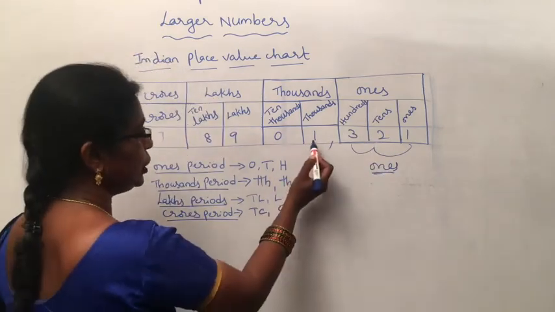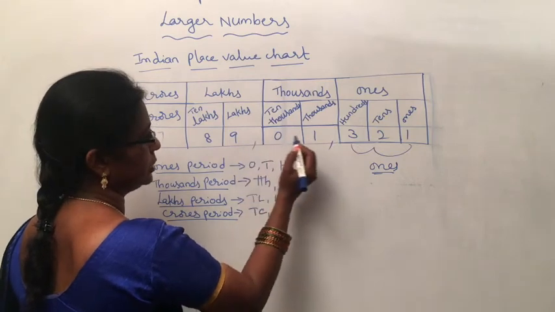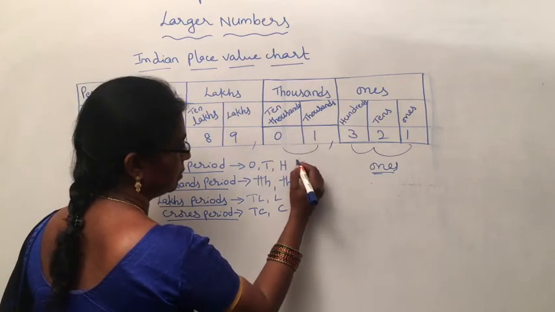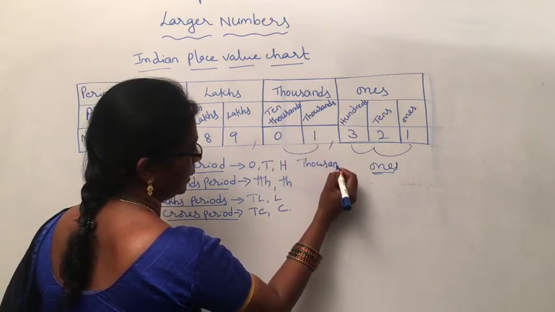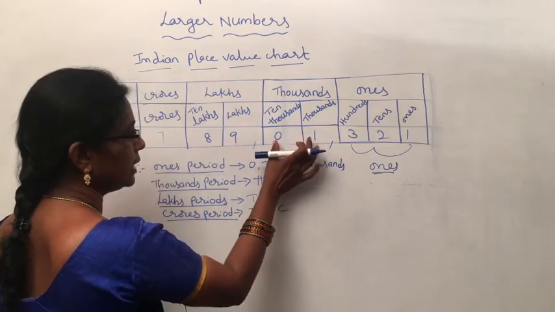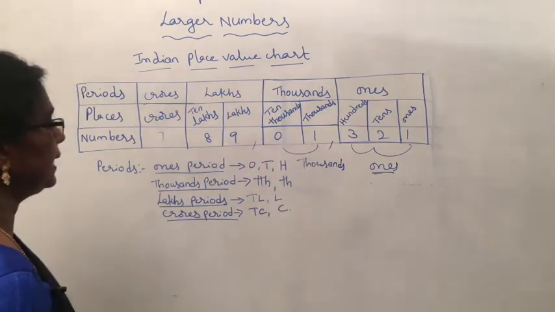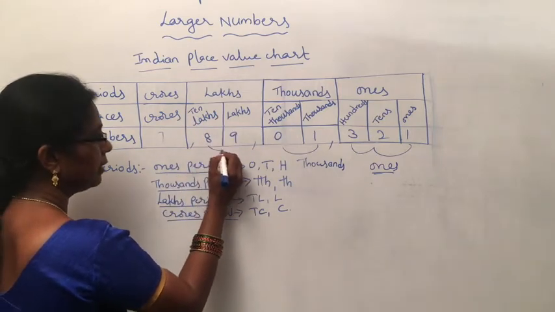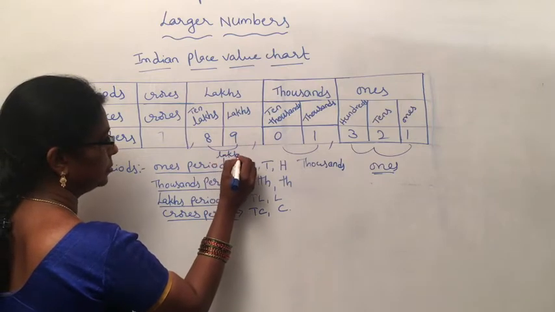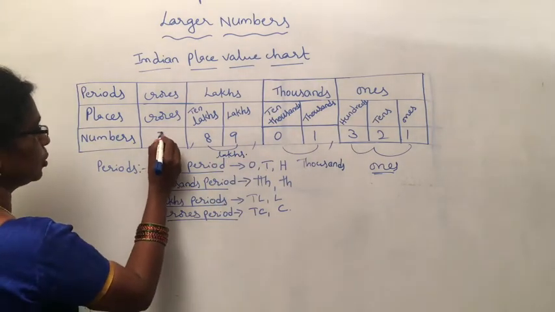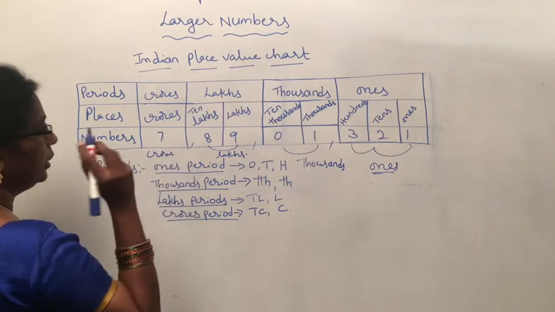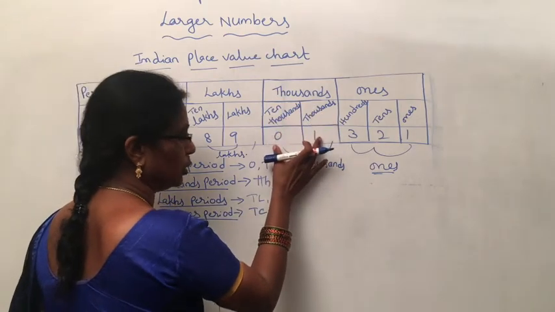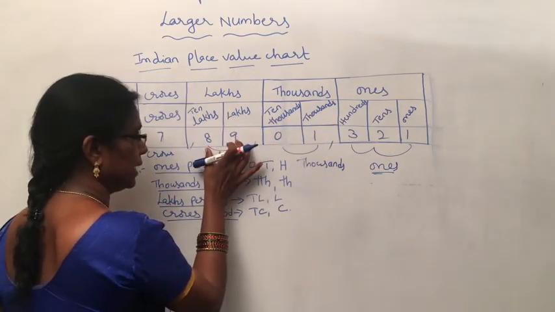Second, 0, 1. These come under thousands: thousands and 10,000s. These 2 come under the thousands period. Here how many thousands? 0, 1 means 1000. Next 8, 9 come under the lakhs period. 7 comes under the crores period. When you read the number, you have to read 10,000 and 1000 together, 10 lakhs and lakhs together, crores.